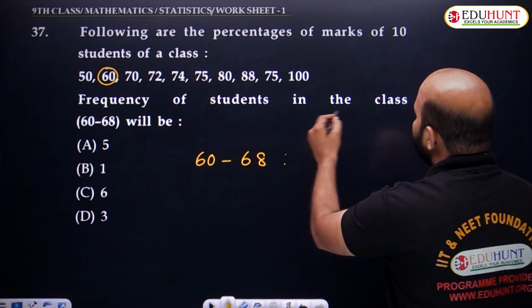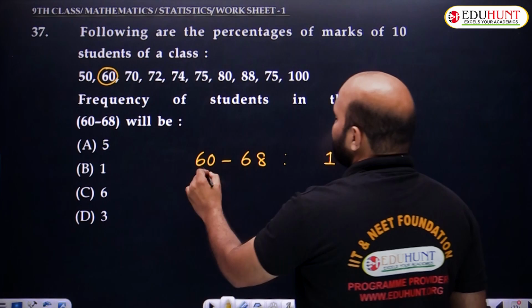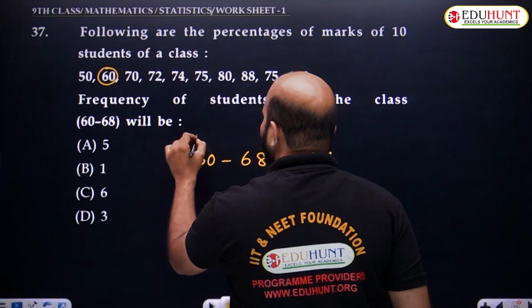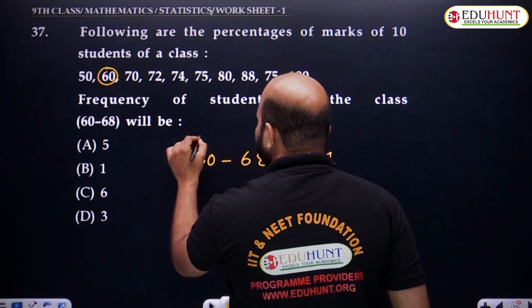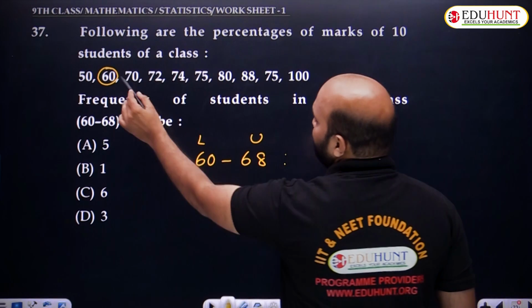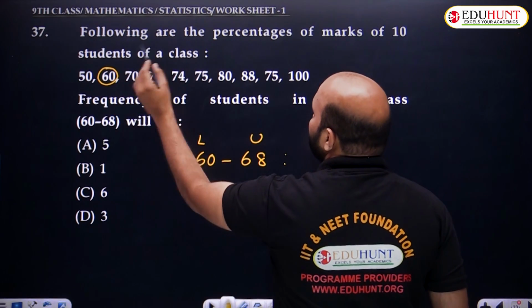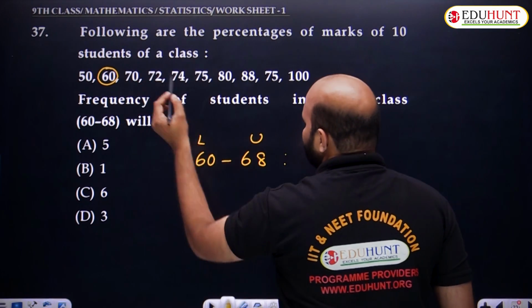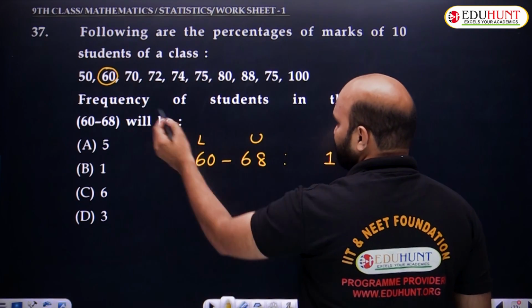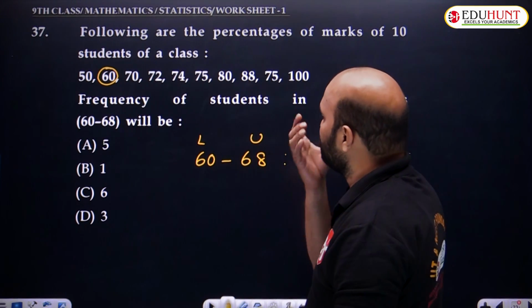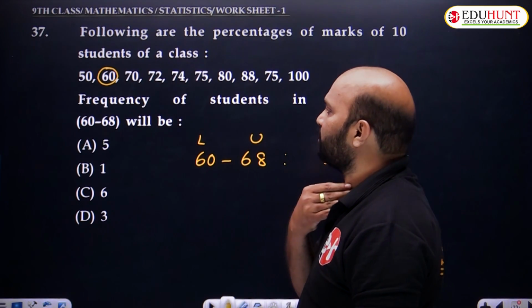So between 60 and 68, only one percentage of marks lies. You can write this as a lower limit and this as an upper limit. Am I clear? So only one number. 60 is one of the students' percentage marks, and that lies between 60 and 68. 60 is also countable because it is the lower limit.